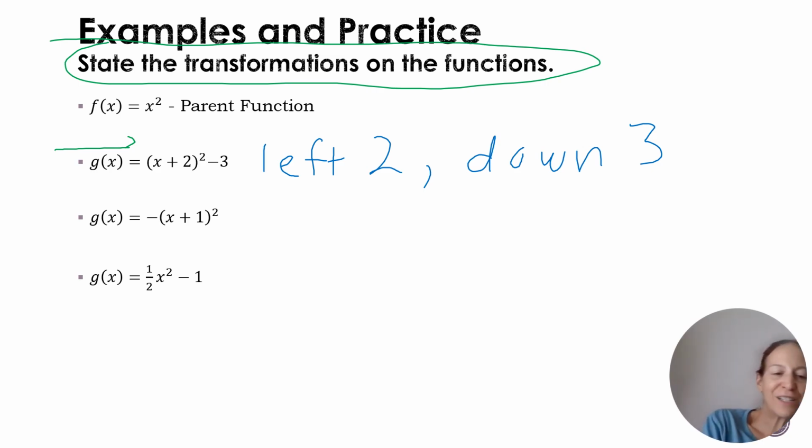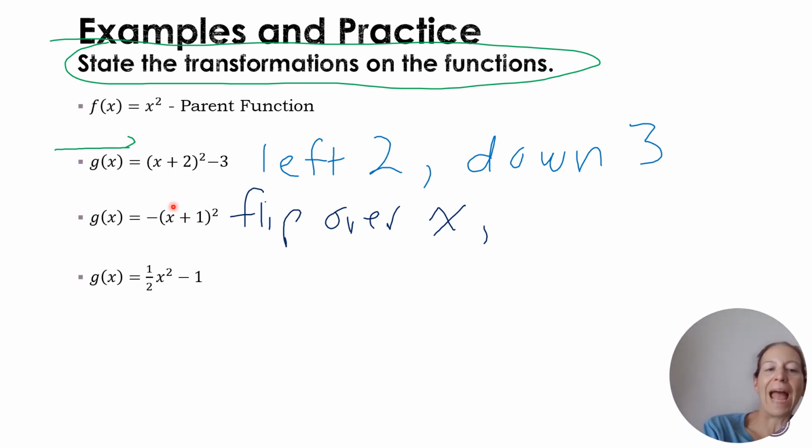All right, on to the next. If you see a negative outside, that is going to flip or reflect over the x-axis. And now we have that inside. So adding 1 on the inside will send it left 1 unit. And that's it. When you come to the end, you don't have to say there is no stretch, there is no vertical. You don't have to tell me what there isn't. Just tell me what is happening.